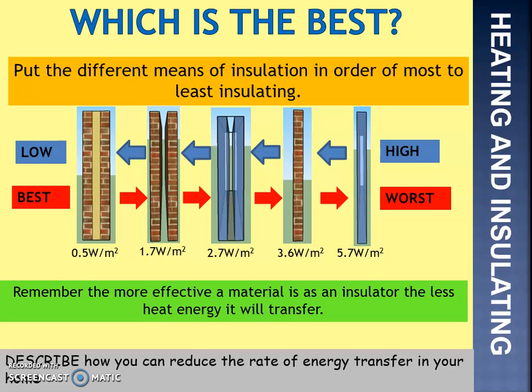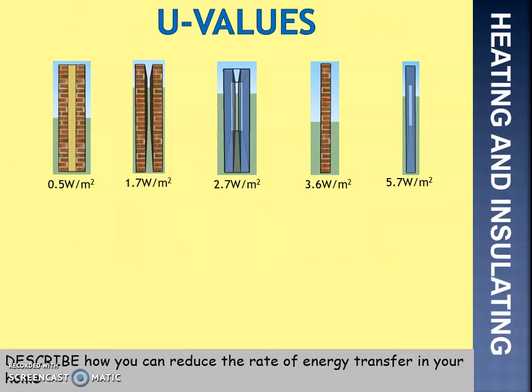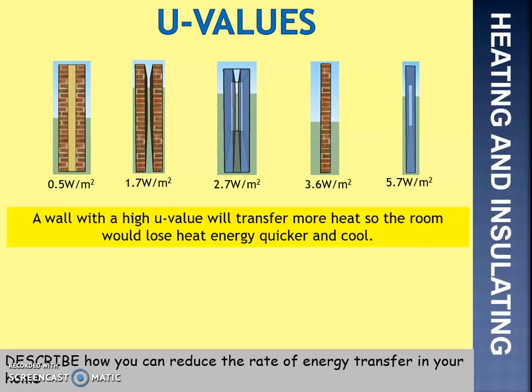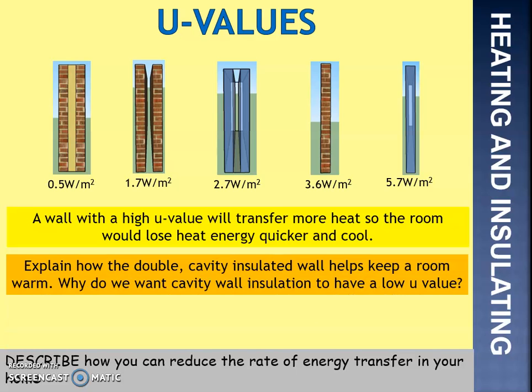We can see the cavity wall insulation only lets through 0.5 watts per meter squared. So every second, only half a joule per meter squared will be placed through there. Whereas on the single pane of glass, 5.7 watts per meter squared, that's nearly 6 joules per second per meter squared going through there. Much worse. So a wall with a high U value will transfer more heat, so the room would lose heat energy quicker and it would cool really quickly.